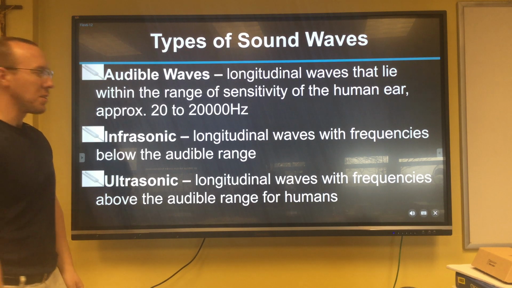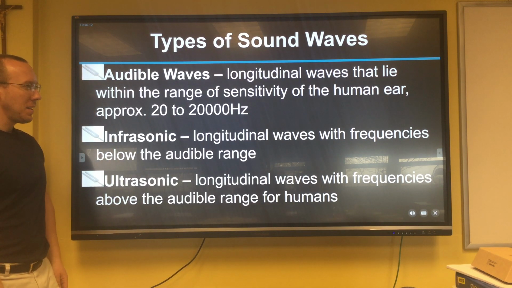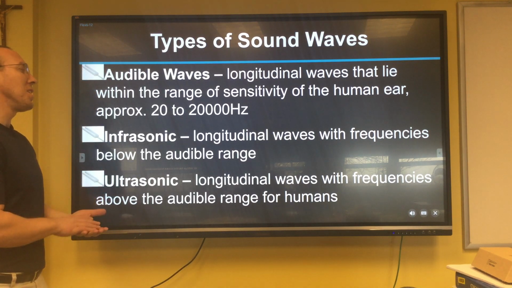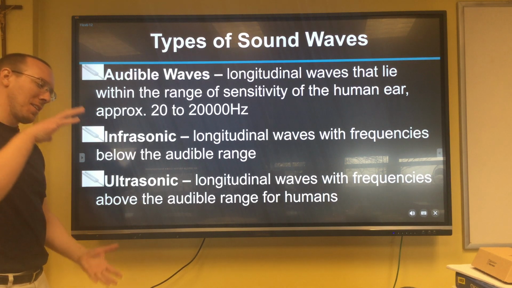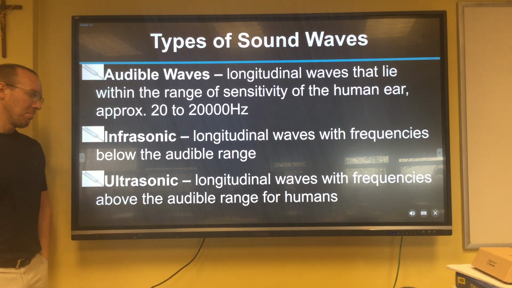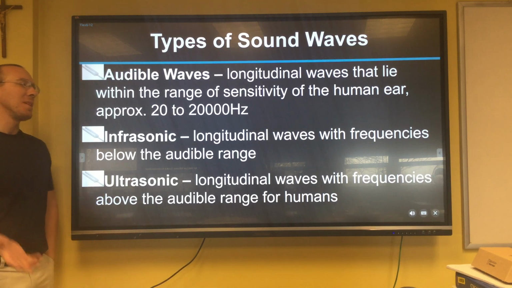I was pretty close to their age, though. I was 23? They were 18, 22 or 23. But anyway, what this means is the older you get, the narrower your range of hearing is. I think that's pretty typically known. Now, infrasonic means below, ultrasonic means above.